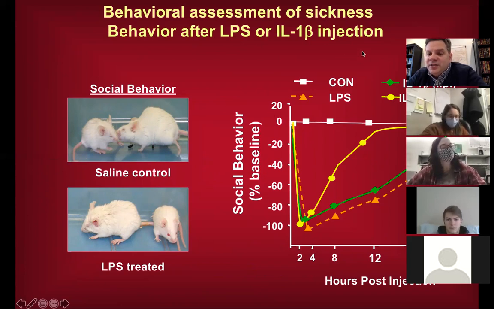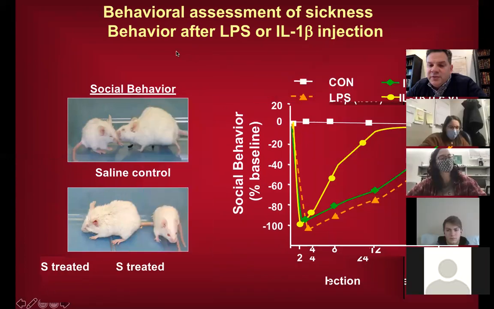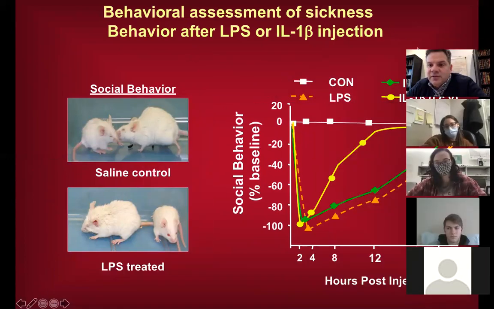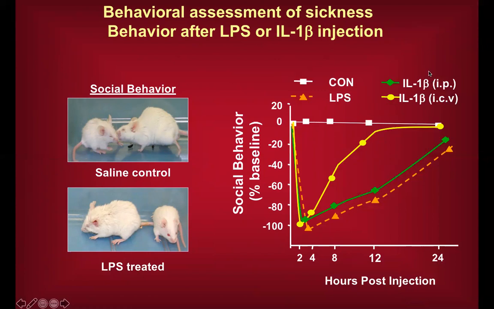And we can induce this behavior a number of different ways. We can inject IL-1 just into the bloodstream. And we can see, this is the green line, that the mice reduce their social behavior within 2 hours, and slowly they start to interact more and more. Within 24 hours, they kind of go back to normal. We can also give the lipopolysaccharide injection. It makes them sick, they don't interact, and by 24 hours, they come back.